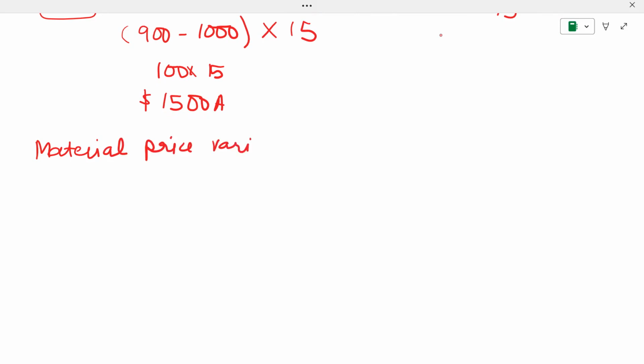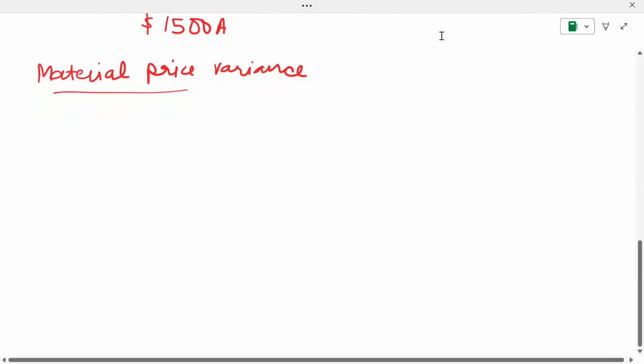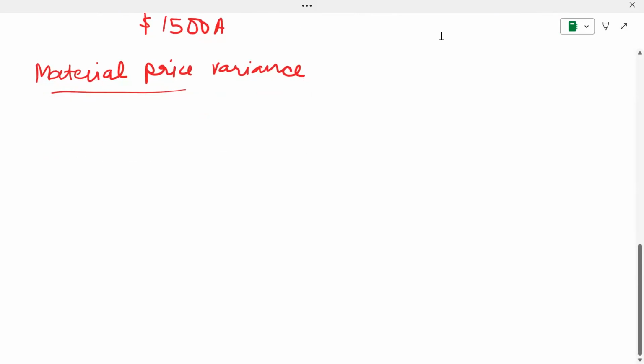Now, if I talk about material price variance over here, it's a cost side item. I want to minimize the price. So over here, I am comparing what should have been the material price and what is the actual that I paid for the material. So let's suppose actually I have paid 9 and the standard was, let's suppose, 10, just for the sake of simplicity.